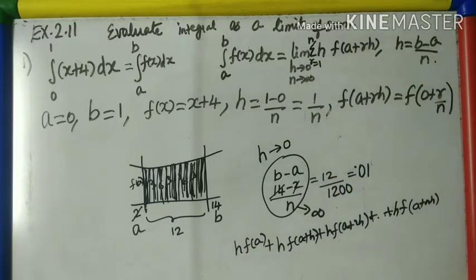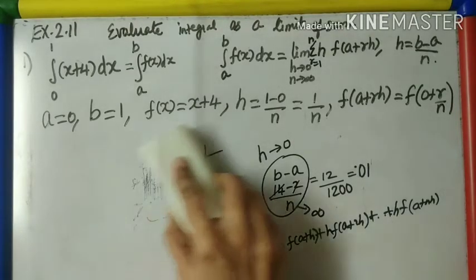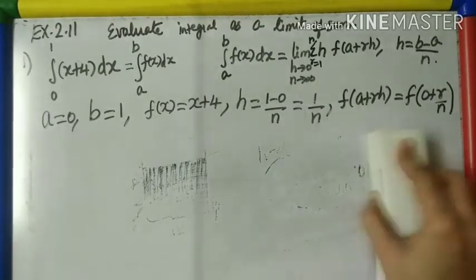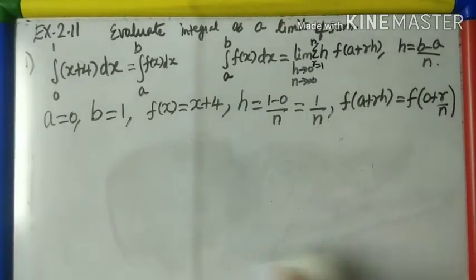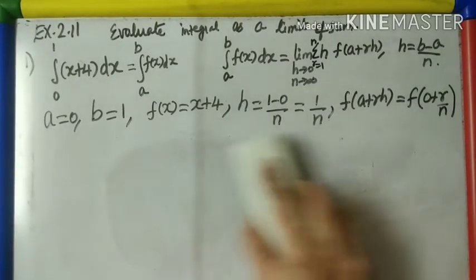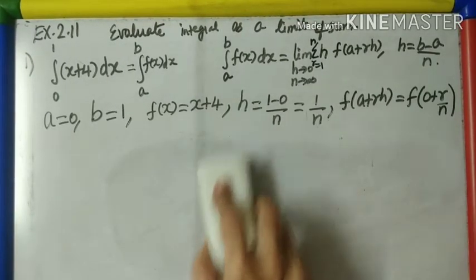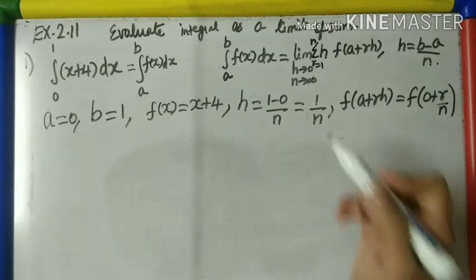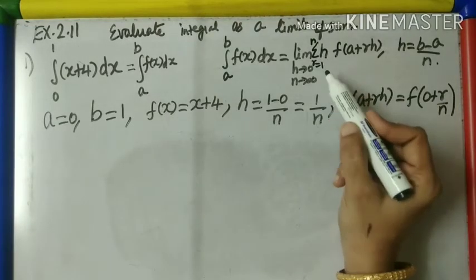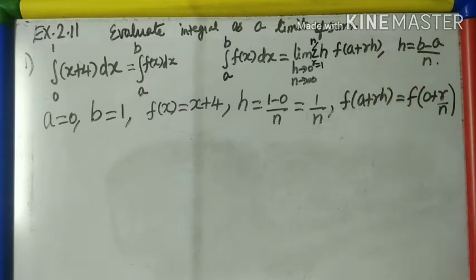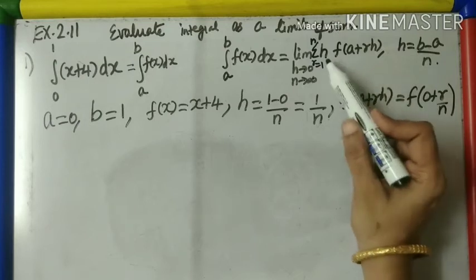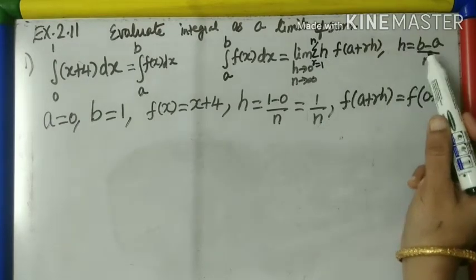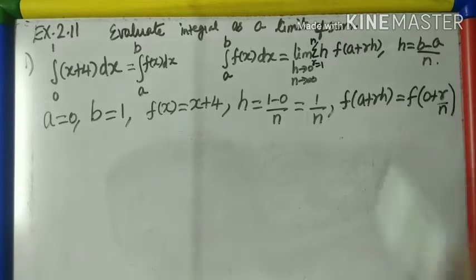So we are going to do a problem based on this method. Let us remember the formula. It is integral a to b f of x dx is equal to limit h tends to 0, n tends to infinity, sigma r equals 1 to n, h into f of a plus rh. And what is the small distance h? Which is nothing but b minus a by n.